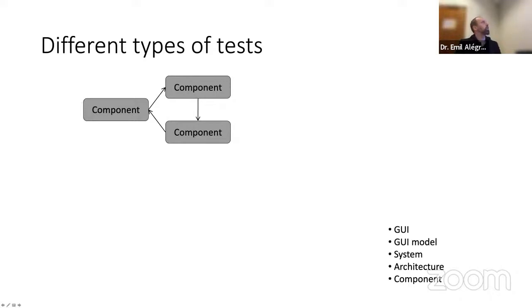Yeah. So if we assume that this component over here is the first one, we send an input to it, it produces an output that becomes the input for the next component, that produces an output, which becomes the input for the third component, etc. And what we do then is that we send an input to the first component, and then we evaluate the expected output of the third component.